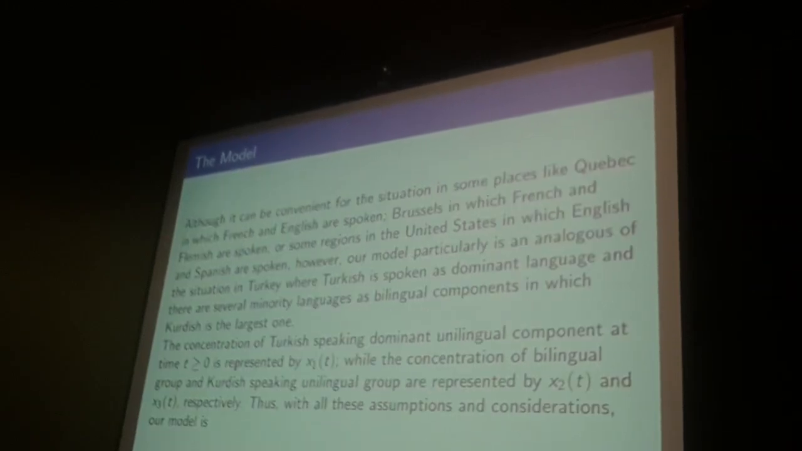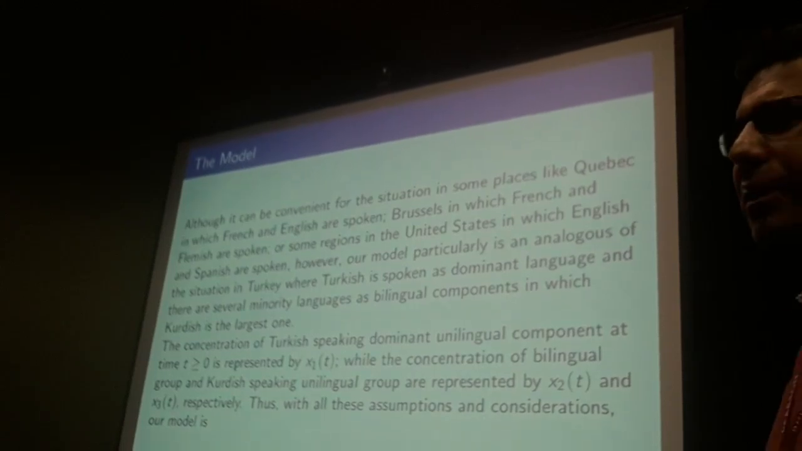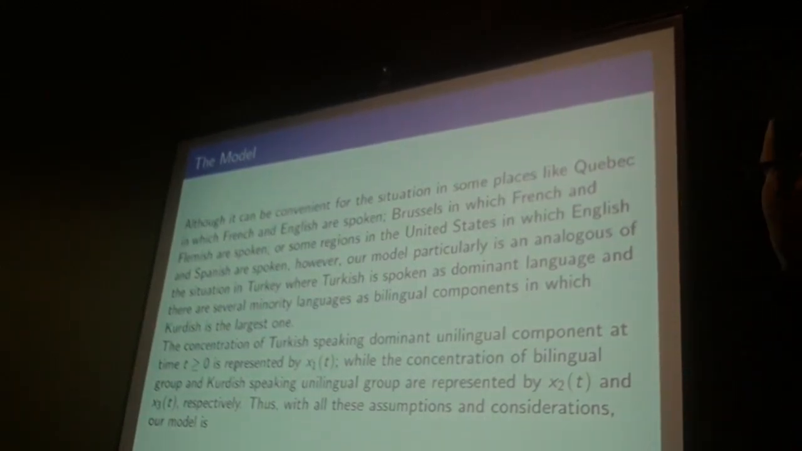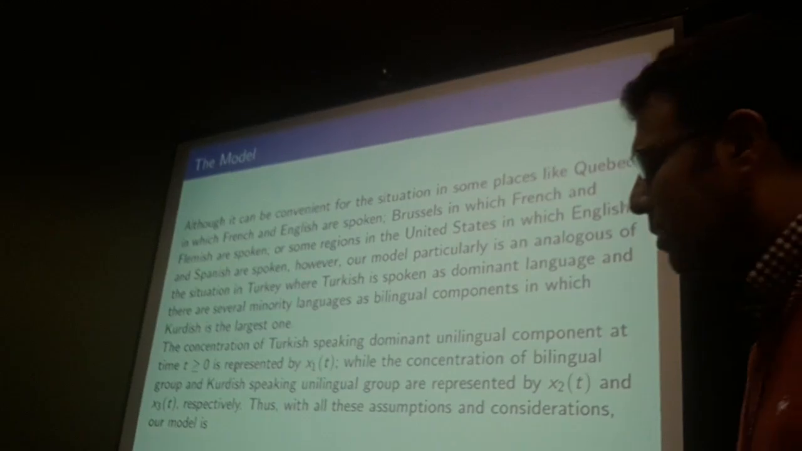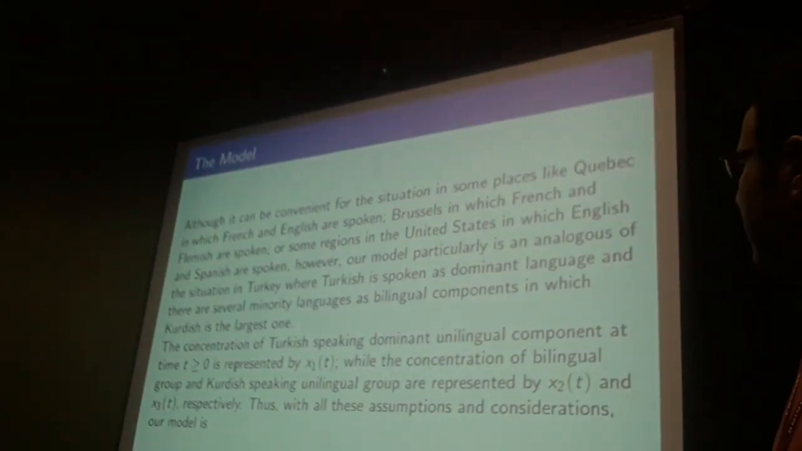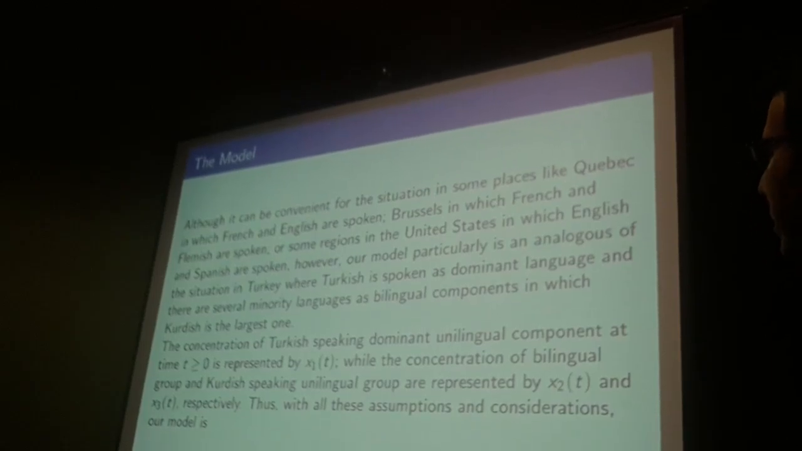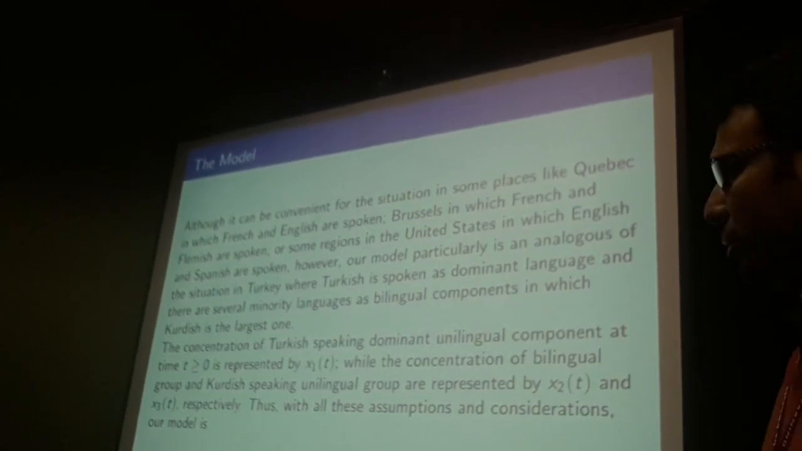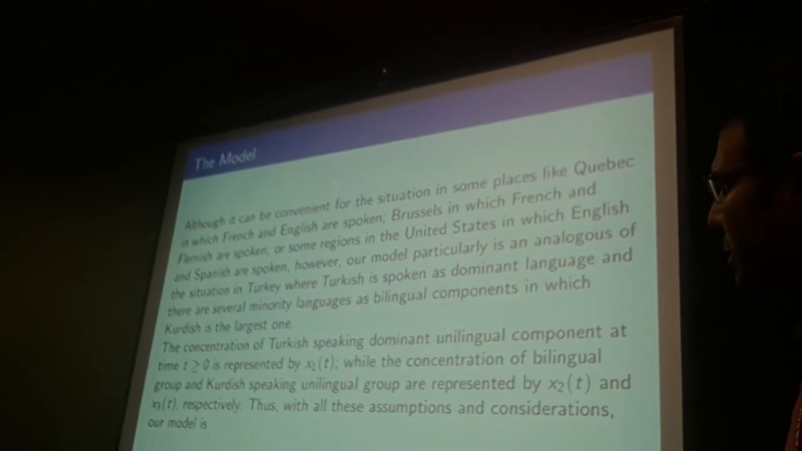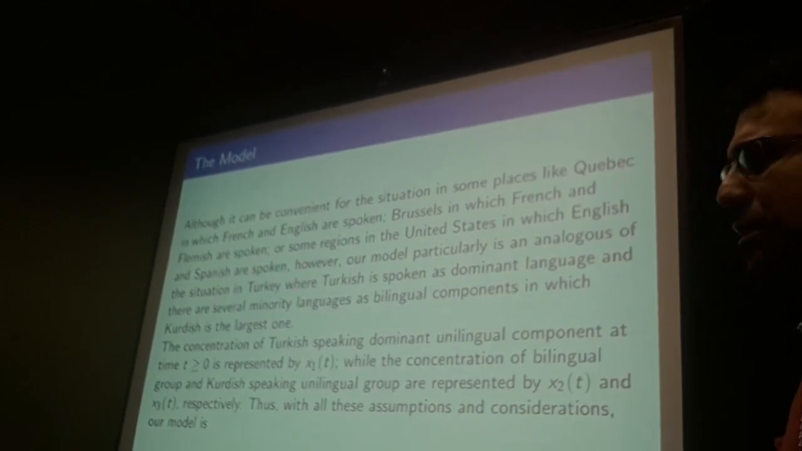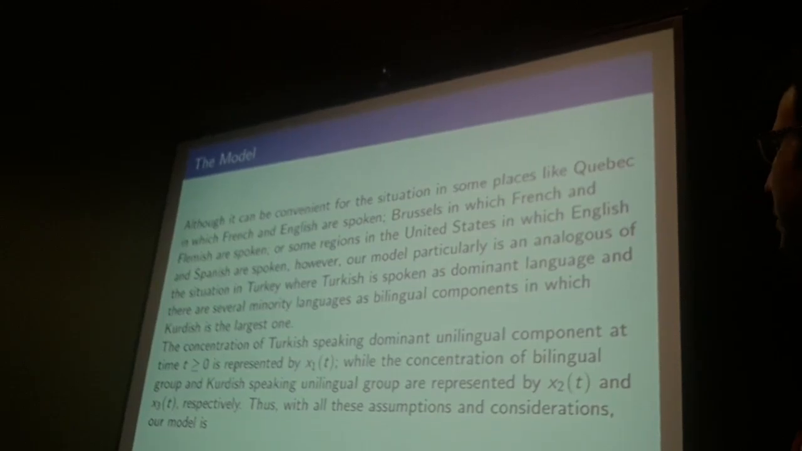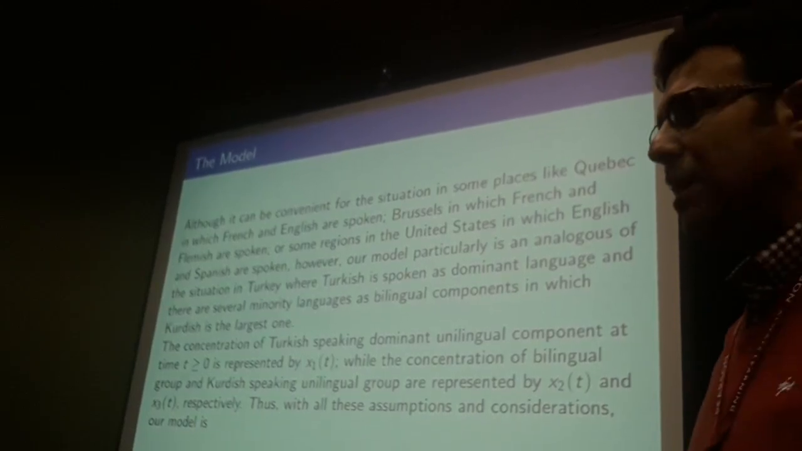The model can be used in very different areas in the world, like Canada, the United States, or Brussels. But mainly our study is based on the situation in Turkey. In Turkey, Turkish is the dominant language with some other bilingual second languages. We consider only Kurdish as the second language.